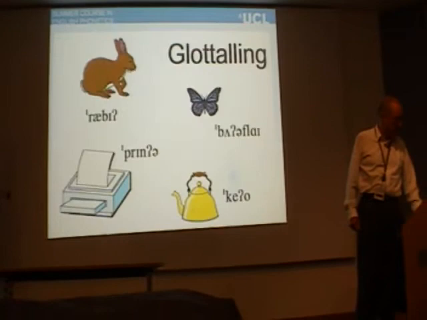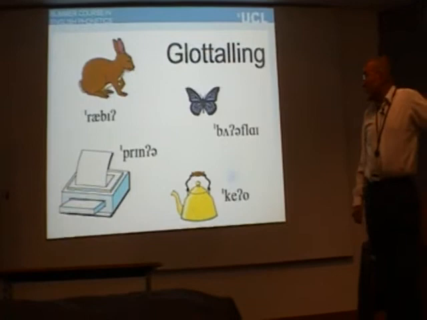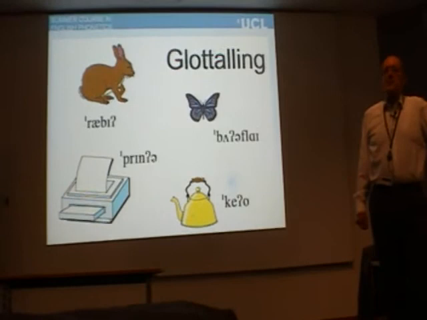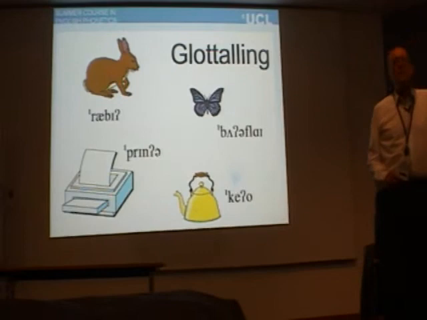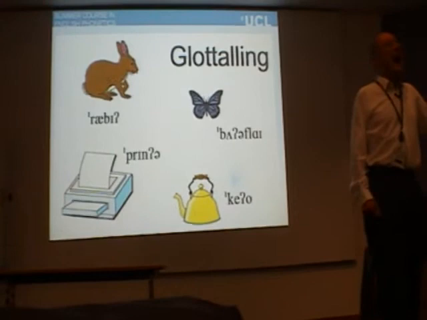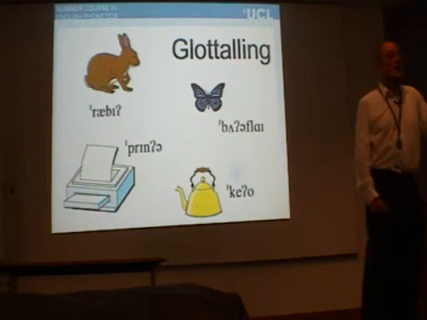The third very important innovation happening at present in Britain is what we call T-glottaling. This applies to the voiceless alveolar plosive, the T consonant, when it's in non-initial positions, so particularly at the end of a word. There's a picture of a rabbit, and there's one in the middle of a word, a butterfly.